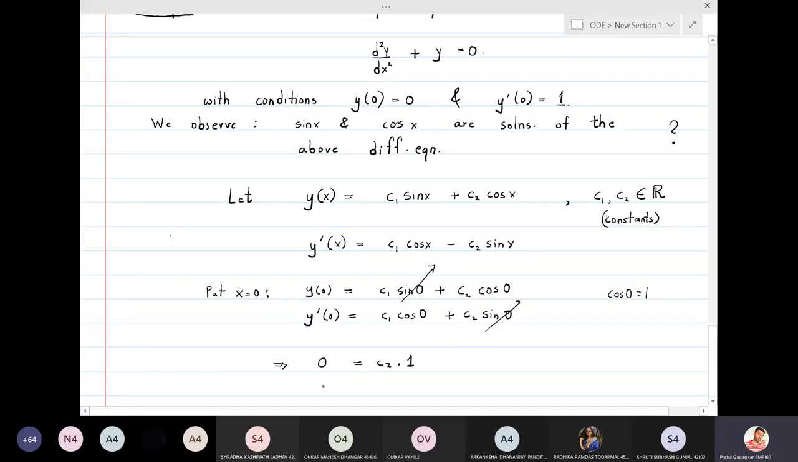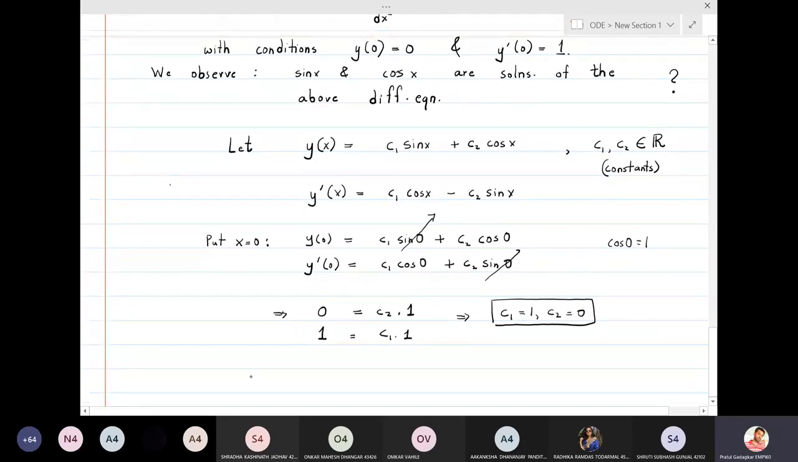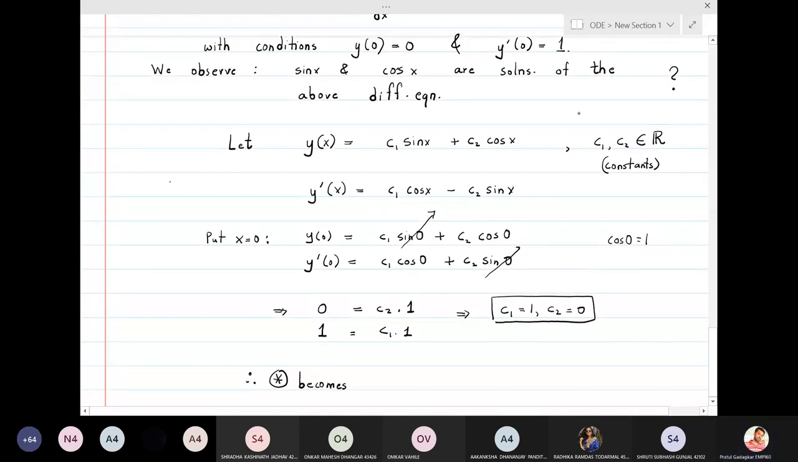And in the second equation I will get y'(0). Y'(0) is 1. So 1 is equal to C1 into 1. So this gives me that C1 is 1 and C2 is 0. This is what I got. And therefore my y(x) becomes... C1, what is the value of C1? C1 is 1, and sin x remains. y(x) equal to sin x.